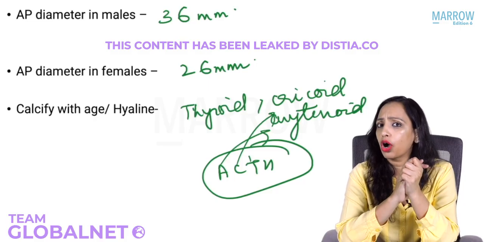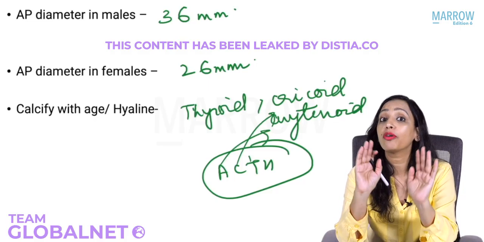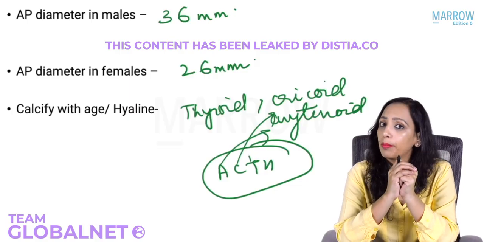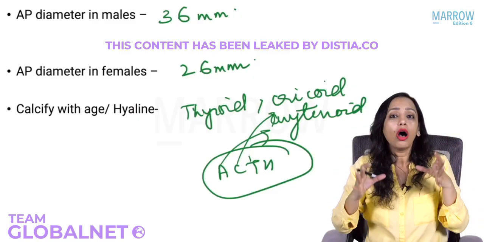What is the subepithelial space of the true vocal cord known as? Reinke's space. Yes, that is Reinke's space. What is the posterior boundary of the paraglottic space? Piriform fossa. So we have the complete structure of the larynx in our mind.